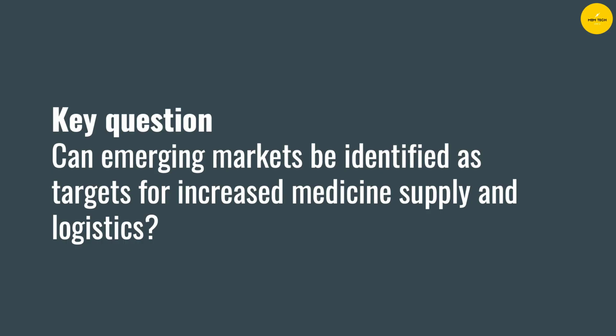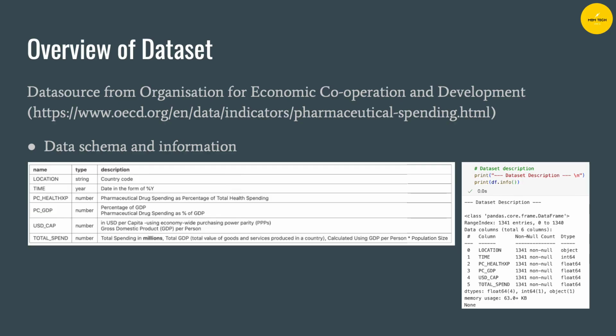The main objective of the project is to identify expanding markets as a tool to help pharmaceutical companies adjust their production and logistics. The dataset includes the country code, year, calculated spending as percentage of total health spending, calculated medication spending as percentage of gross domestic product (GDP). So GDP, USD per capita, and total spend are indicators of a country's economic health and growth.